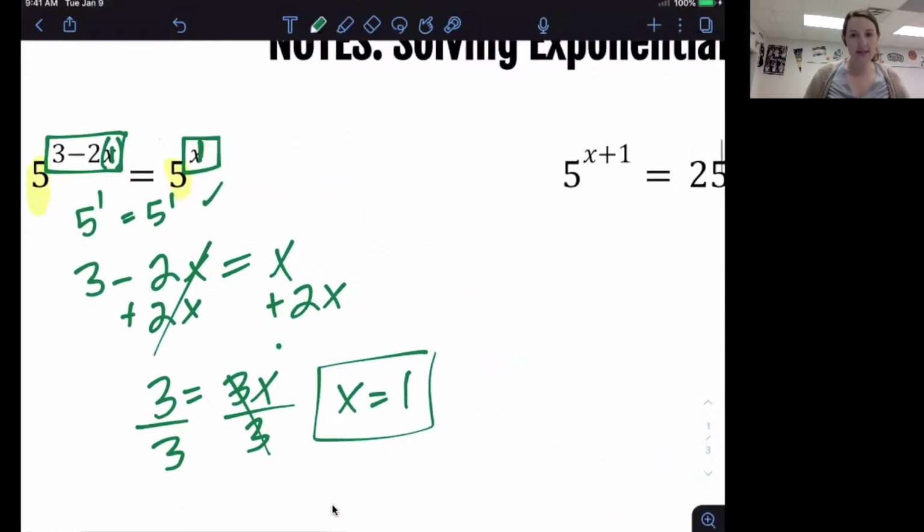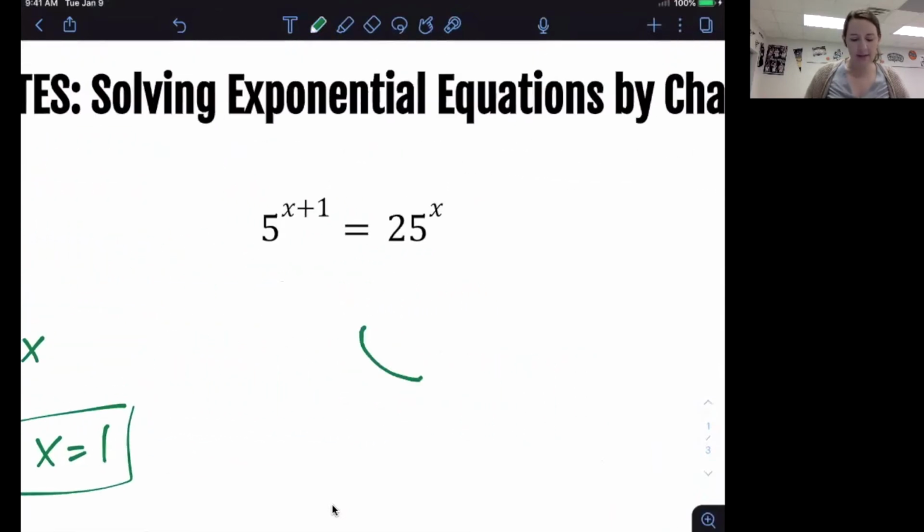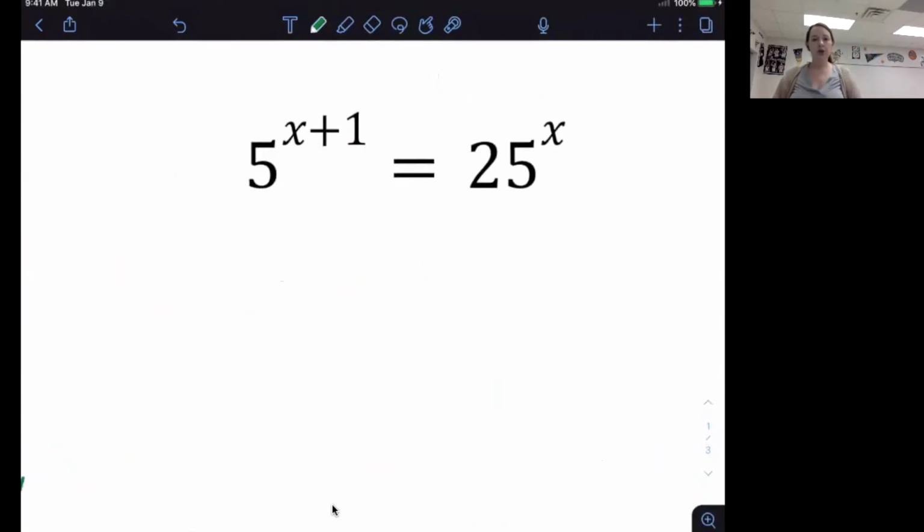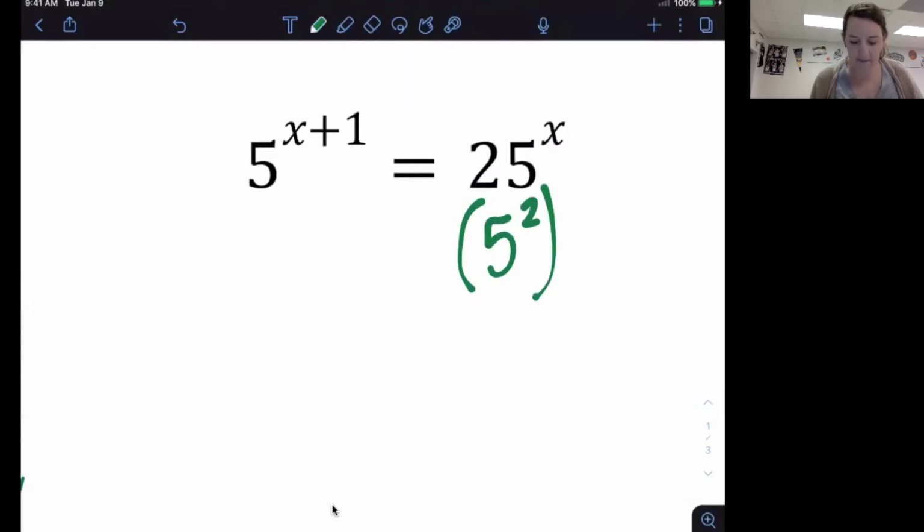Now, when the bases don't match, we're going to have to think about how we can rewrite them to make them match. So another way we can think of 25 is 5 to the 2nd power. So 5 to the 2nd power and 25 are equivalent. Okay, I still have this x power out here though. I'm just replacing 5 to the 2nd power for the 25. And then I'm going to bring down the other side, 5 to the x plus 1 power.